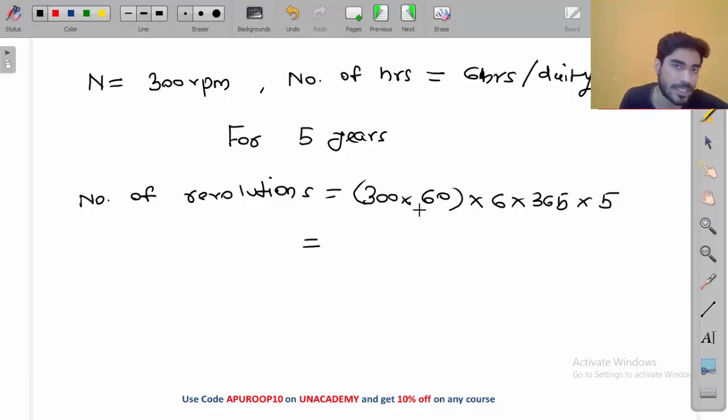So 300 into 60 is for 1 hour, since it is 300 times in 1 minute. Multiply by 6, because it is rotating 6 hours every day, and that is the number of revolutions in 1 day. If you multiply by 365, you get the number of revolutions in 1 year. And if you multiply by 5, the number of revolutions for 5 years. So how much will you get, my friend? 300 into 60 into 6 into 365 into 5. So you are getting how much?